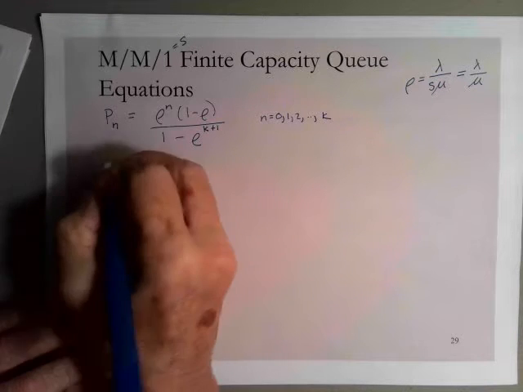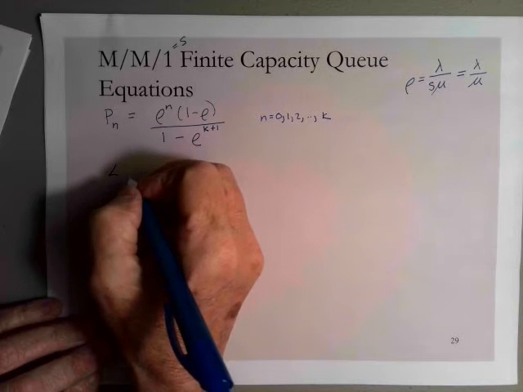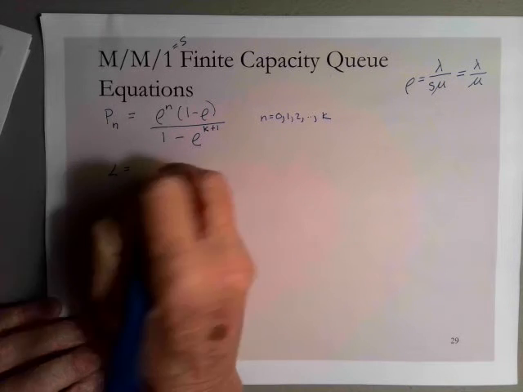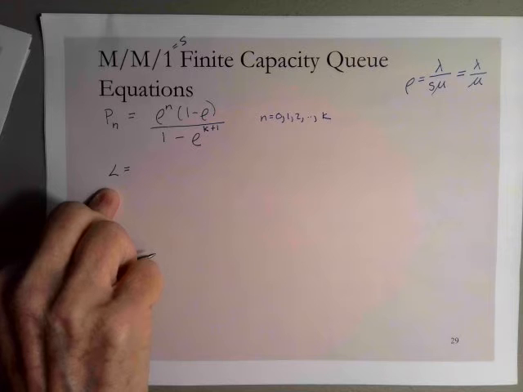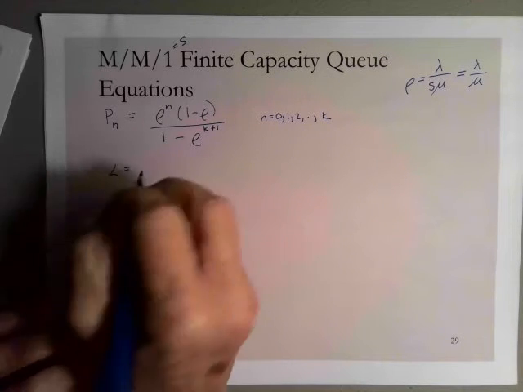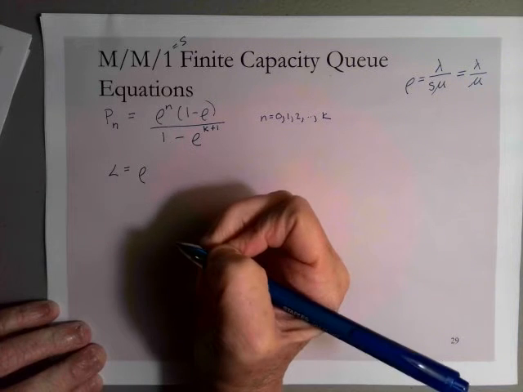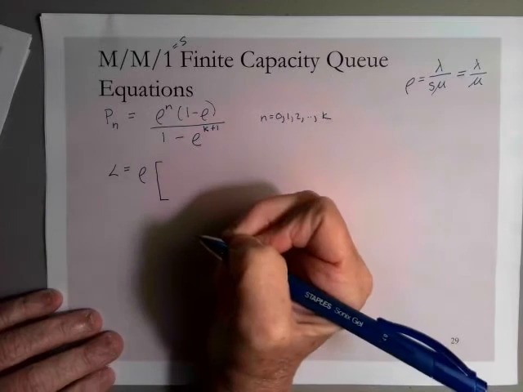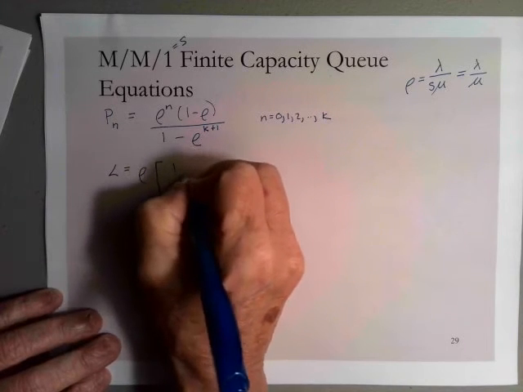And then this is a nasty equation here. If you're trying to figure out the number of people in the system, which is L, the average number of people in the system, it's super easy to make a typo with this equation. So don't expect to see this on quizzes or exams, but here are the actual values.